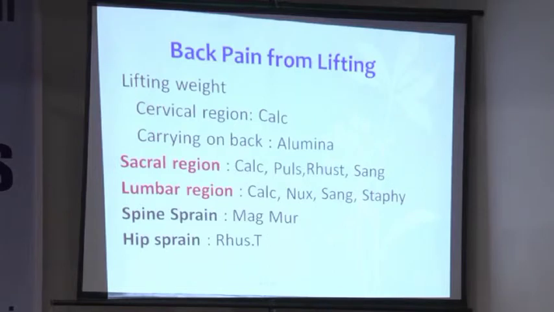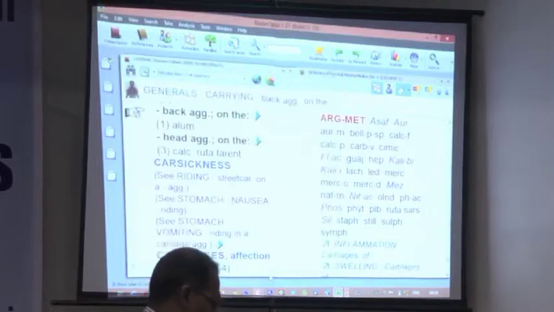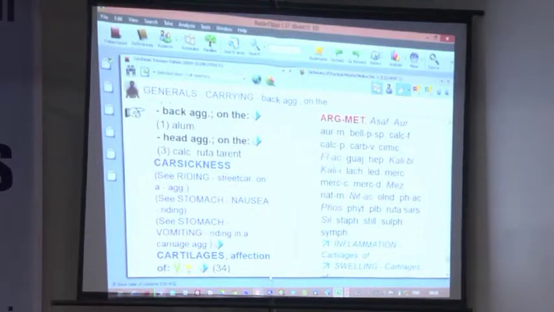So, back pain from lifting. Suppose a porter or a weightlifter comes to you with pain after lifting. We have a rubric in this chapter, generalities carrying. There are two rubrics for the head load workers. Pain from lifting: generalities, carrying, weight on the back, the remedy is alumina. Weight on the head, the main remedy is Calcarea. Rhus tox is a very good remedy for sprain, but it will not act in all places.